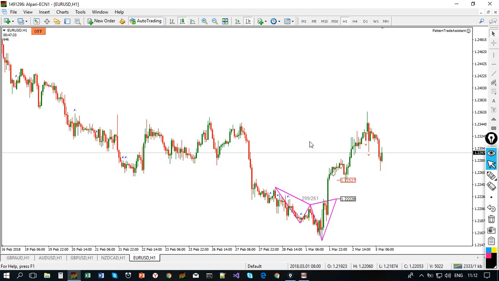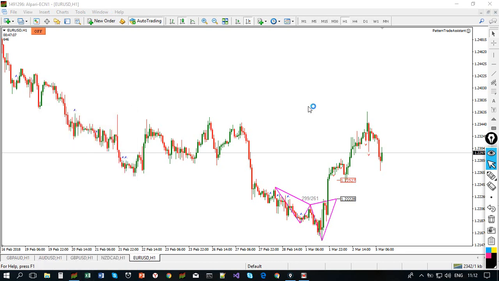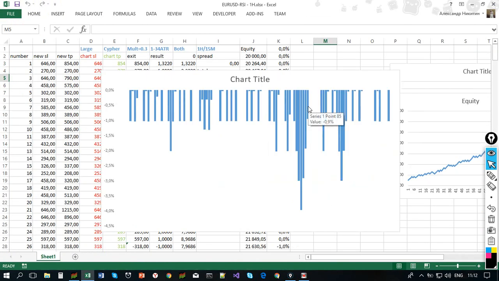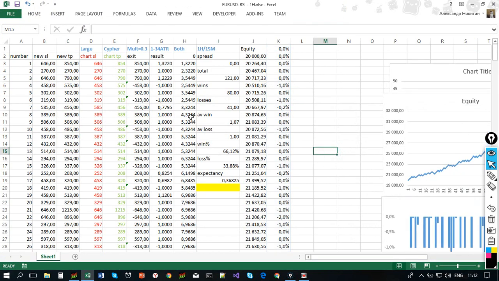Well, hope you understood the rules. I was trying to explain the rules on those historical examples. Let's go to the backtesting results. Here are the charts. I will explain them a bit later.